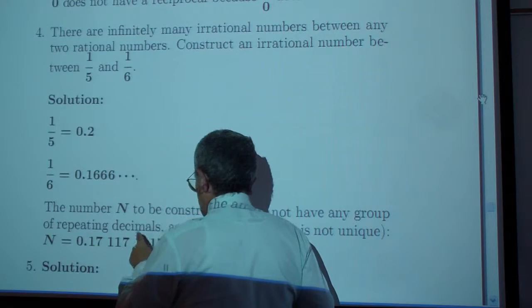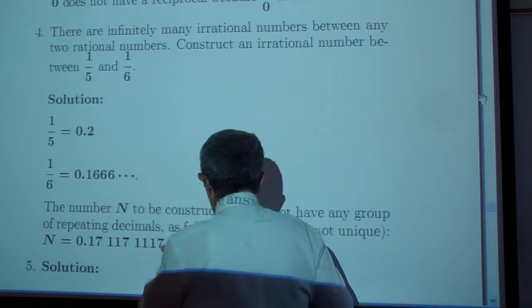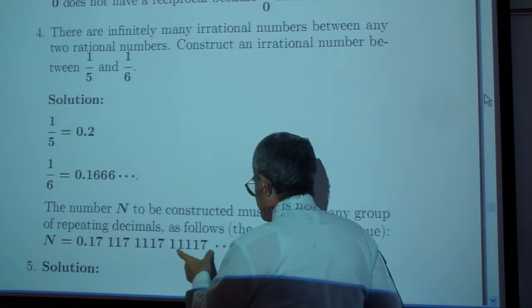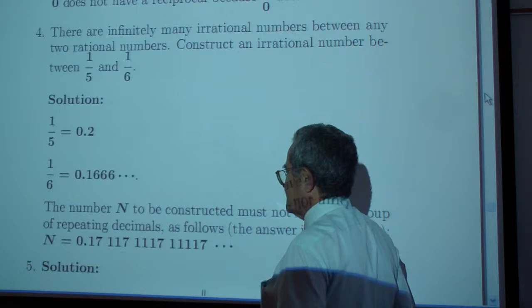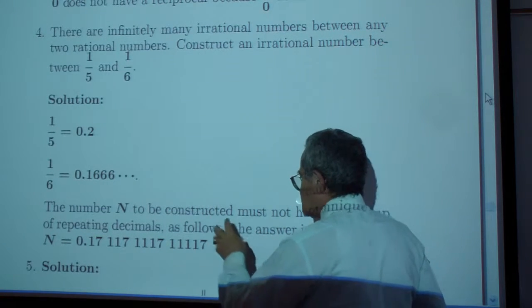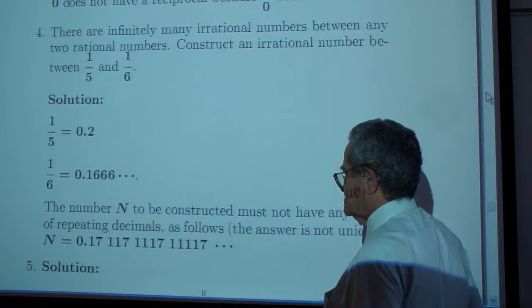0.17, 117, 1117. Keep on adding 1s to each group as you append the group to the right. This will ensure that no two groups are identical.